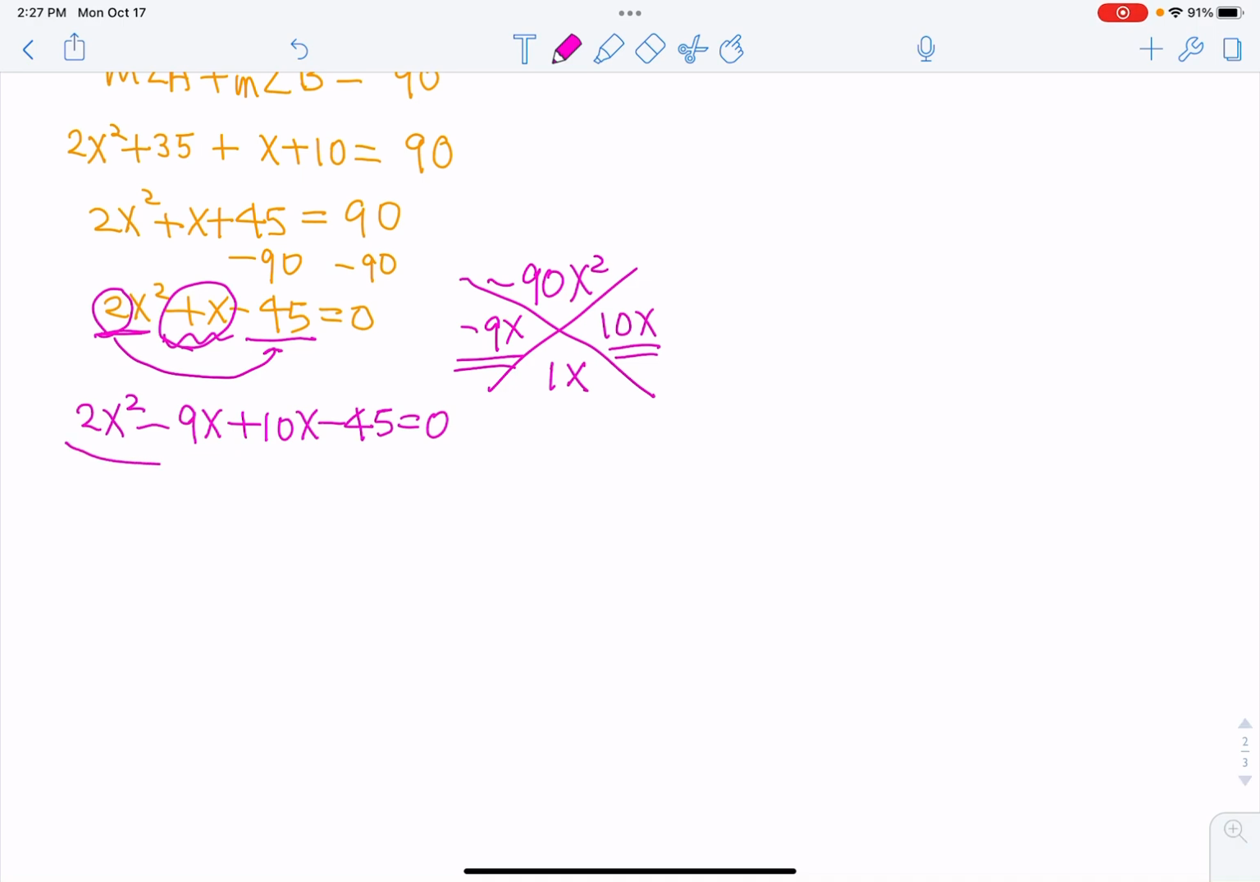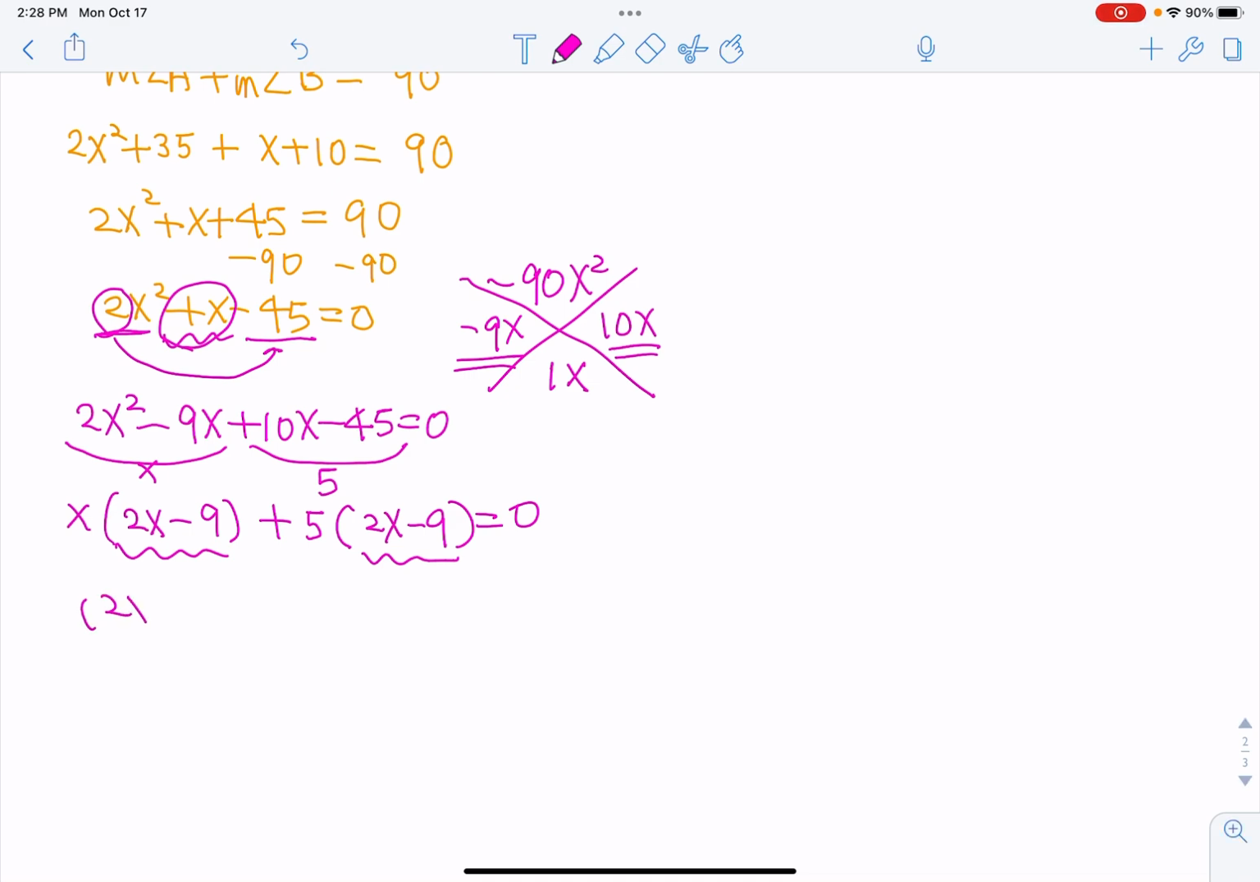And then for the first two terms and second two terms, you have to find the common factor. So in the first two terms, you have x as a common factor, and in the second two terms, you have 5 as a common factor. So I take the common factor out, factoring out. You get 2x minus 9, and then with 5 factored out, you get 2x minus 9. Now 2x minus 9 becomes a new common factor, so I take 2x minus 9 out, and left over is x plus 5, equal to 0.